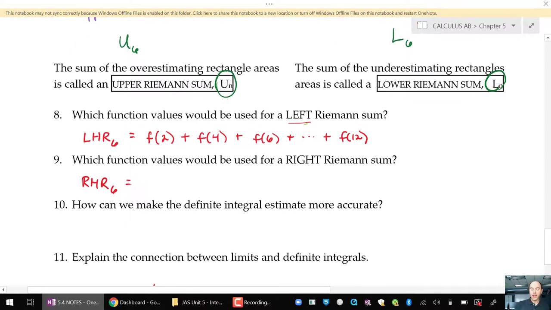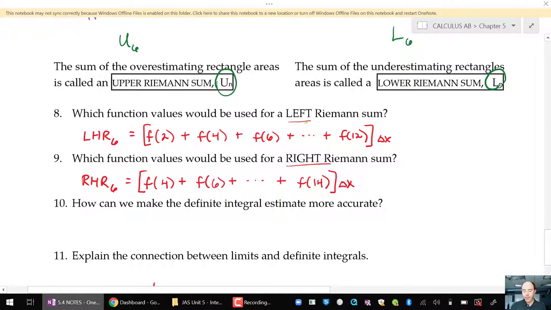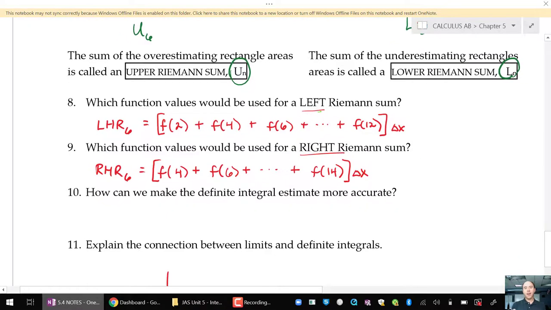Same question. Number 9, just flip the Riemann sum around. What about a right side or right-hand Riemann sum? Well, now let's just use the right corners. F of 4 would be my first sample point, followed by f of 6, and I would continue all the way out to f of 14. And I would use those. Of course, I would also need to have my delta x multiplied by that sum to create the Riemann sum approximation. And then number 10.